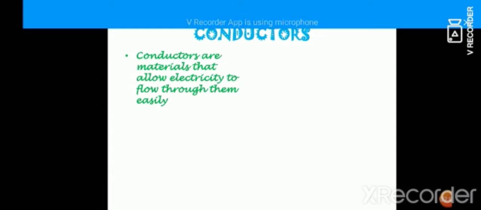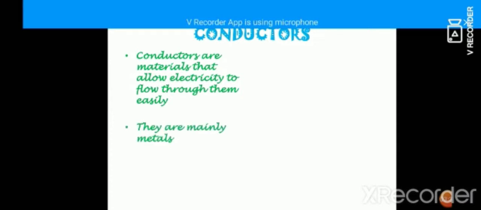Remember in the last class I told us that there are 2 types of electricity. We have current and static. The current electricity is the one that has the ability to flow from one point to the other. So for them to flow, there are materials they flow through. So any material that allows electricity to flow through it easily is called an electric conductor.